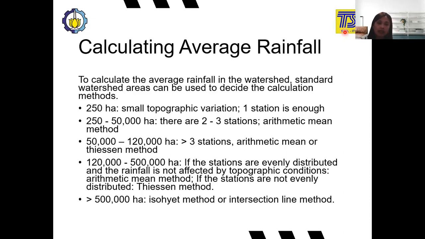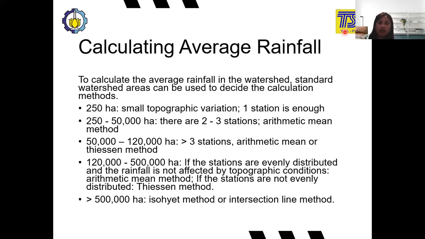And for the watershed area more than 120,000 hectares until 500,000 hectares, if the stations are evenly distributed and the rainfall is not affected by topographic conditions, you can use the arithmetic mean method. But if the stations are not evenly distributed, you can use the Thiessen method. Basically, it is similar to the watershed area of 50,000 hectares.